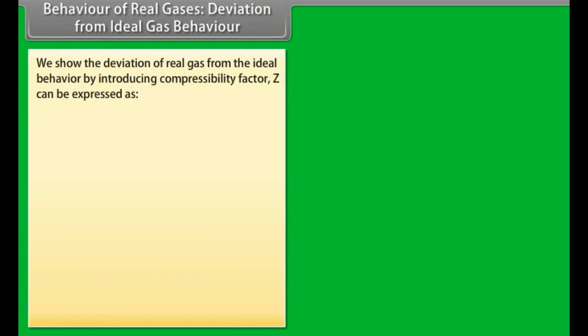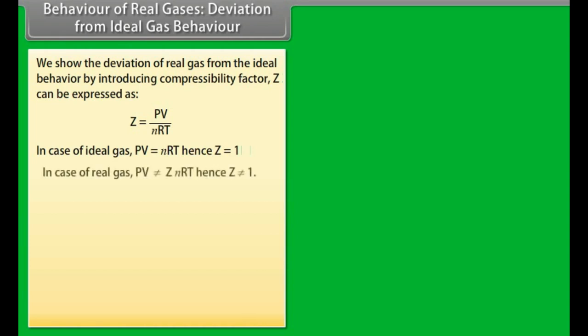Behavior of real gases. Deviation from ideal gas behavior. We show the deviation of real gas from the ideal behavior by introducing compressibility factor Z, which can be expressed as Z = PV/nRT. In case of ideal gas, PV = nRT, hence Z = 1. In case of real gas, PV ≠ nRT, hence Z ≠ 1.